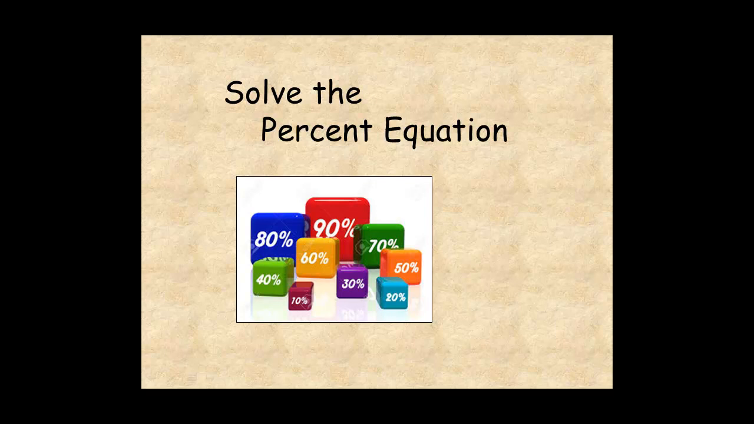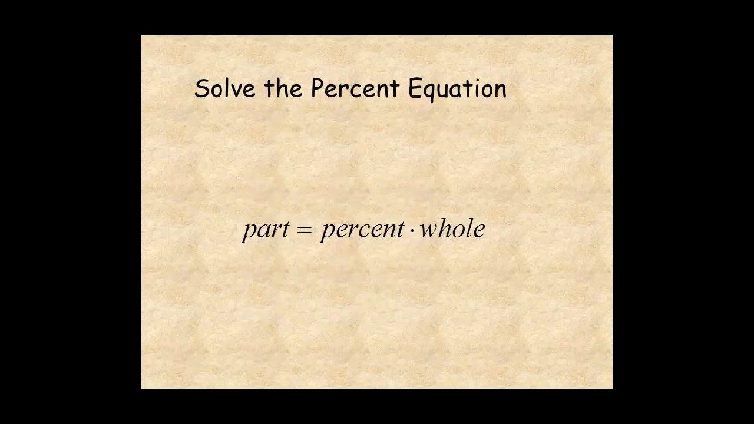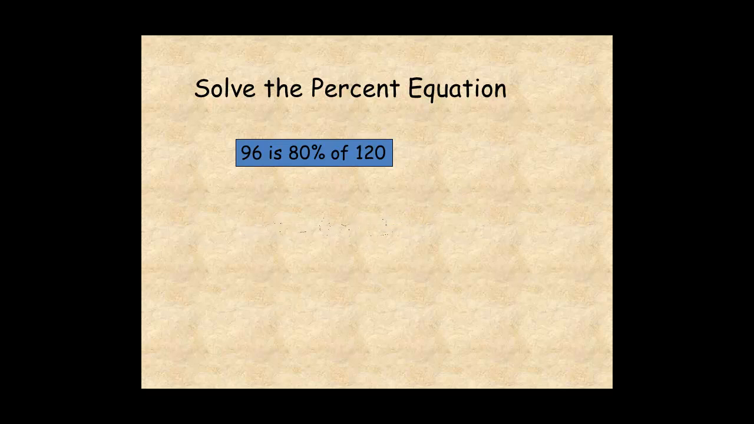This lesson shows how to make calculations with percents using the percent equation. The percent equation is part equals percent times whole. For example, to express 96 as 80% of 120, the equation would be 96 equals 0.8 times 120. In the percent equation, the percent is expressed as a decimal.